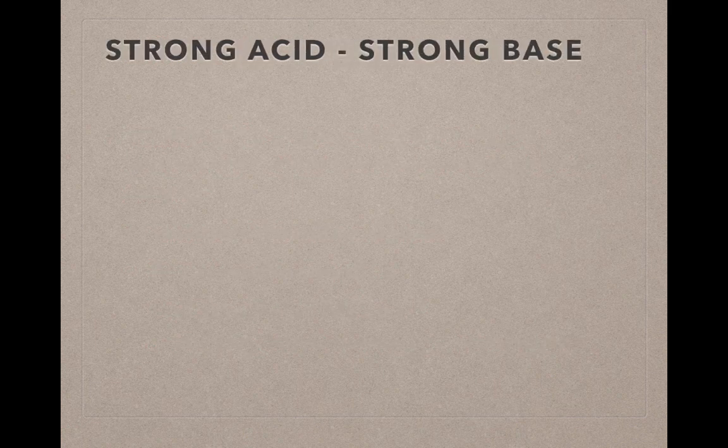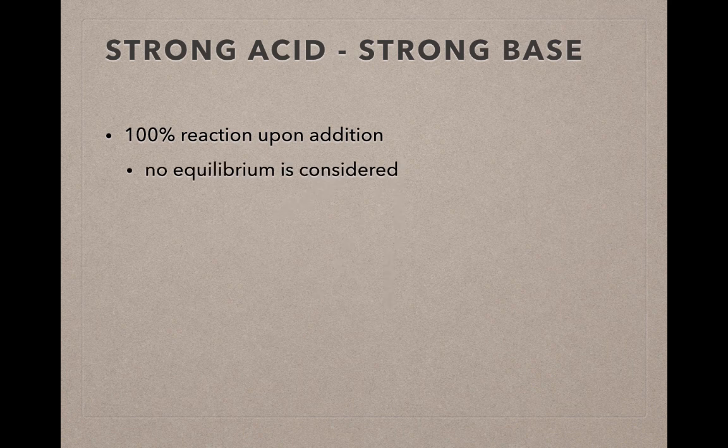Let's first look at the titration of a strong acid and strong base. This is the simplest type of titration to deal with because the reaction goes 100% upon addition. So once that reaction is done, there's no equilibrium to be considered, because we know that when we react a strong acid and a strong base, we get a salt and water. And the salt is made up of the conjugates of the strong acid and the strong base, and they have no acid-base properties, so we don't have to worry about equilibrium shifting from the products back to the reactants. That makes this type of problem much easier to deal with.